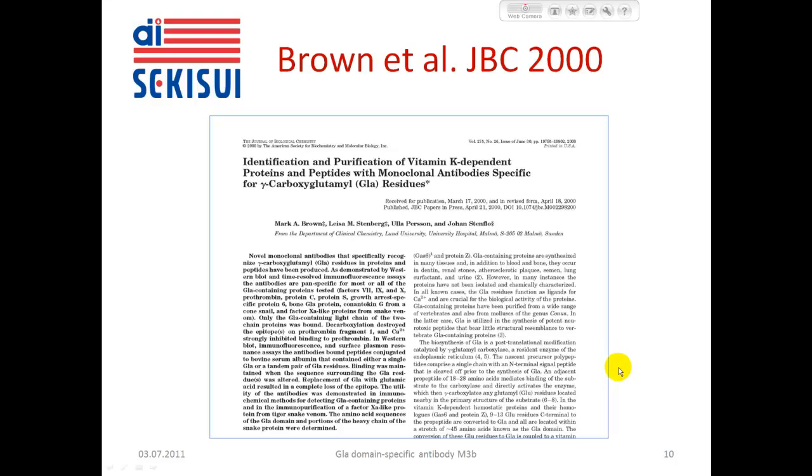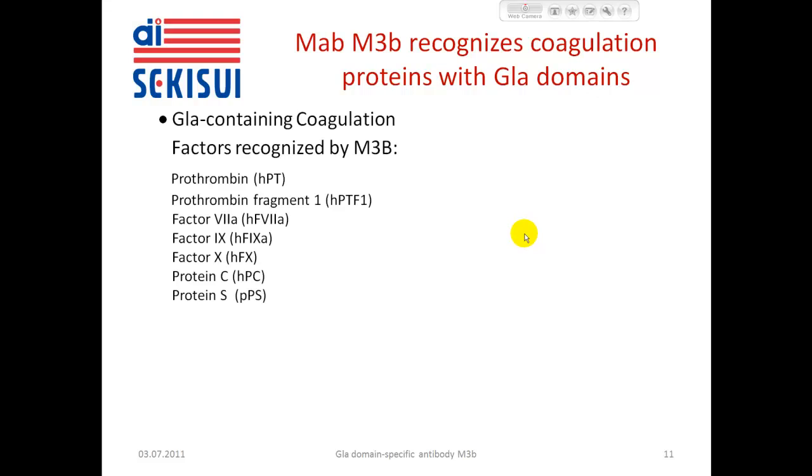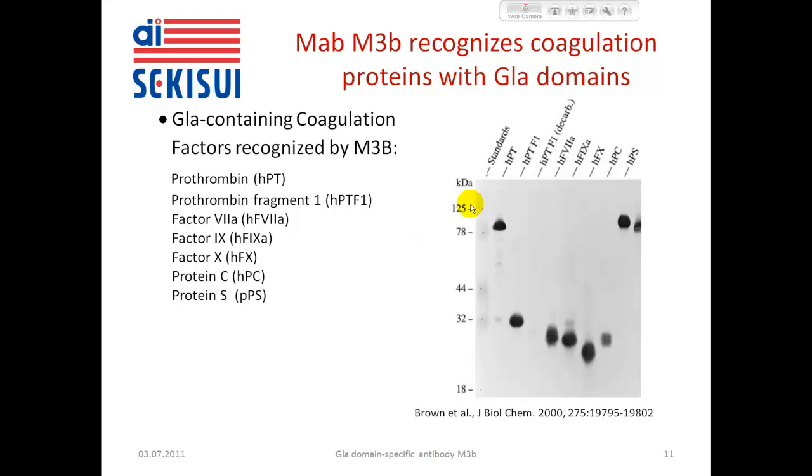Shown here, the title: Identification and Purification of Vitamin K-dependent proteins and peptides with monoclonal antibodies specific for gamma-carboxyglutamyl Gla residues. Some experimental data is shown here. From this publication, you see here a Western blot, certain Gla-containing coagulation factors, prothrombin, prothrombin fragment 1, etc. And you see the reactivity of the antibody.